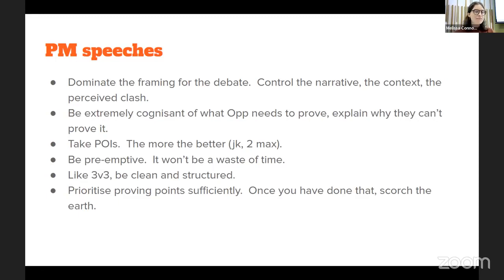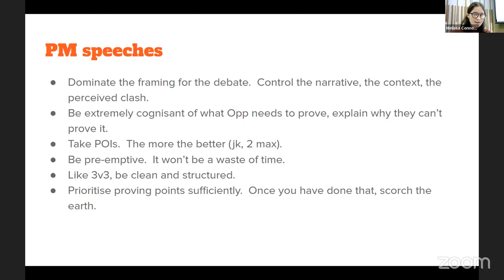Taking POIs at PM is really hard because you're on a roll and you want to get out your case. But again, you have so little ability to engage as opening government with other teams. You can only respond to one speech in the entire debate. So take two POIs, one from opening, one from closing. I don't know, it's probably getting a bit far, but take POIs, really think about them, give good answers to them, and engage with them.